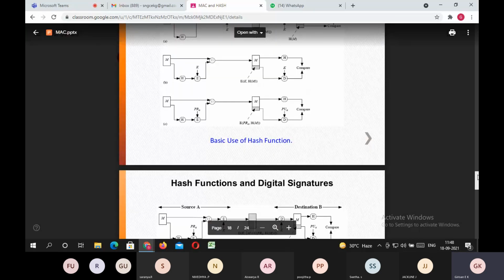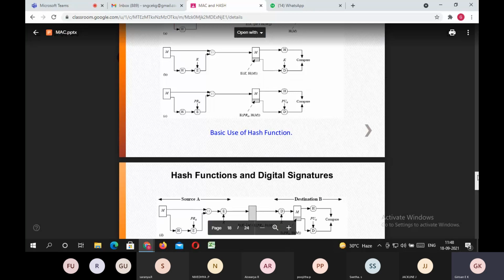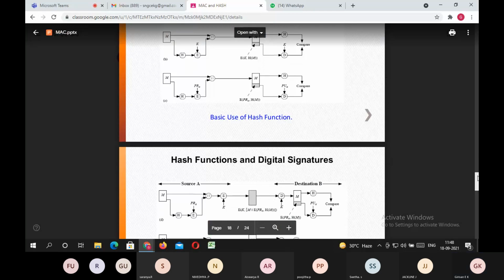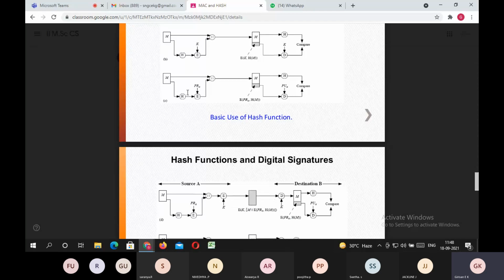The third form is where we use the public key concept. That means 2 keys are involved. So the sender encrypts the hash code using his own private key, and he gives the message to the recipient. The recipient will decrypt the hash code using the public key of user A. B will use A's public key. Okay, that is another form.